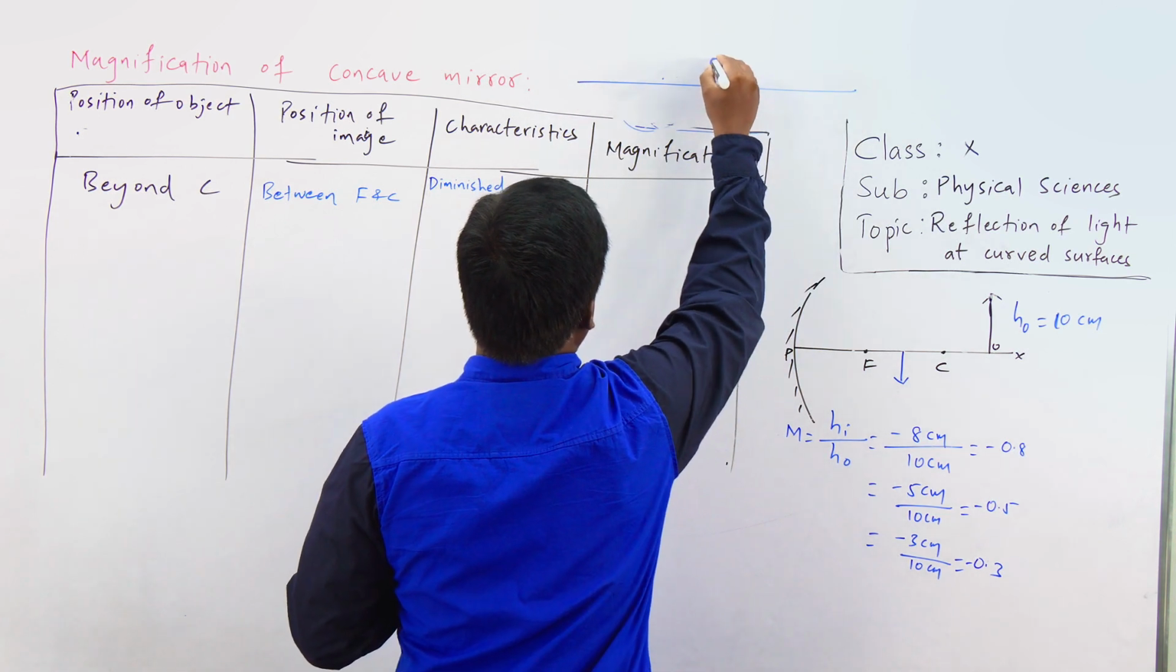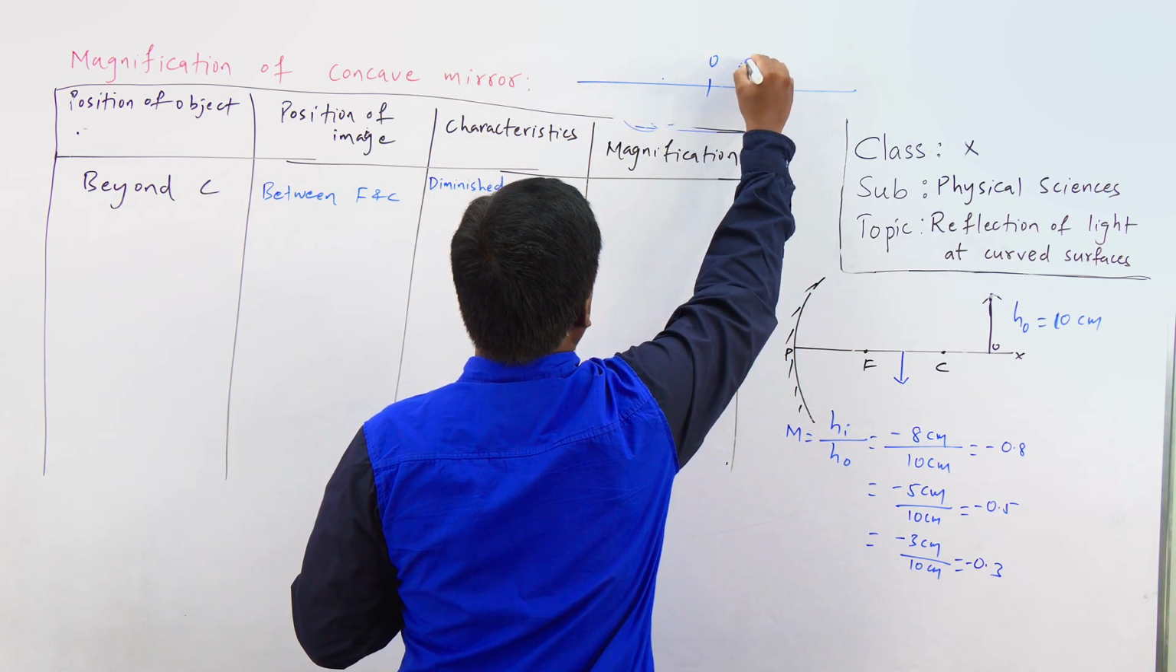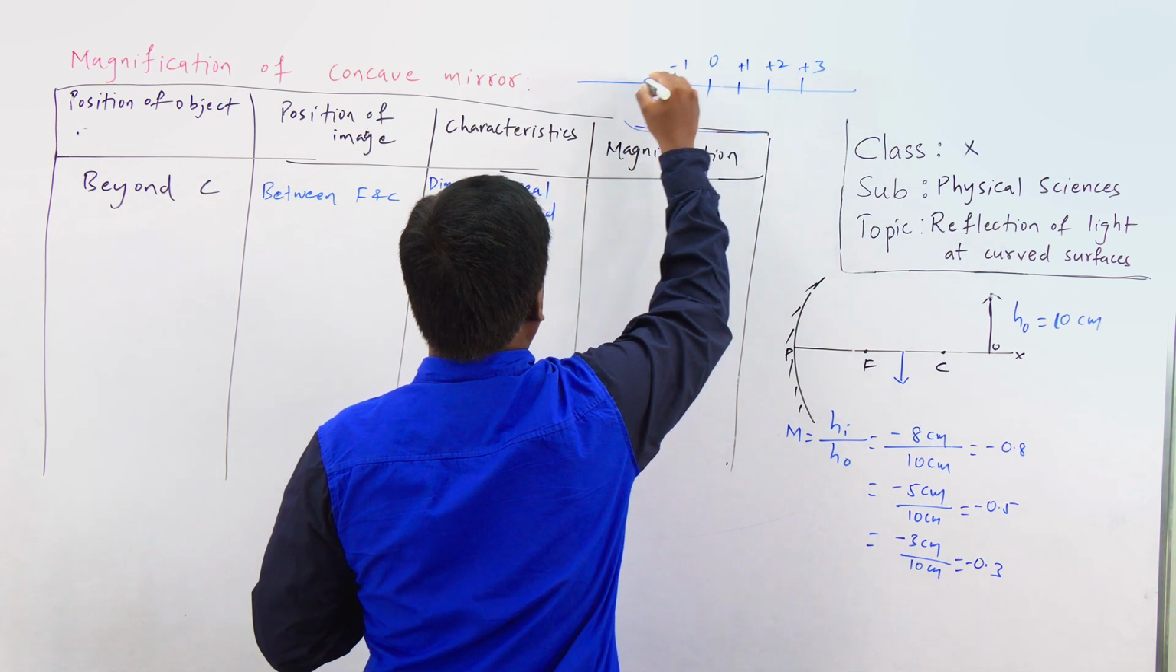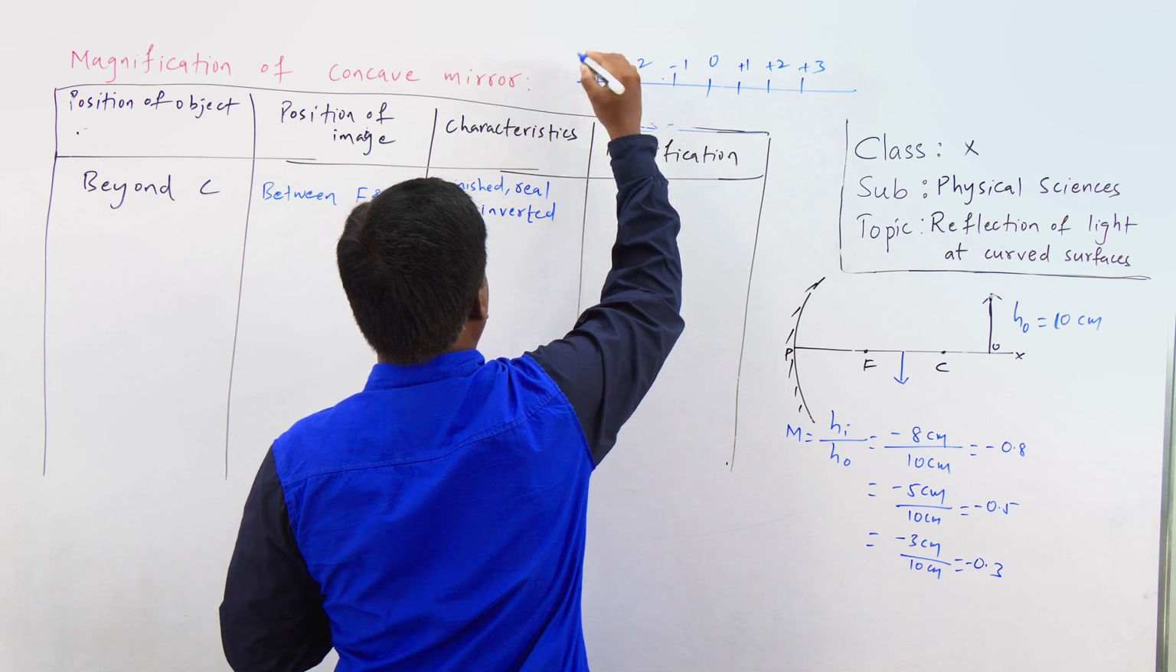This is a number line. This is 0. This is plus 1. This is plus 2. This is plus 3. This is minus 1. This is minus 2. This is minus 3. Like this.